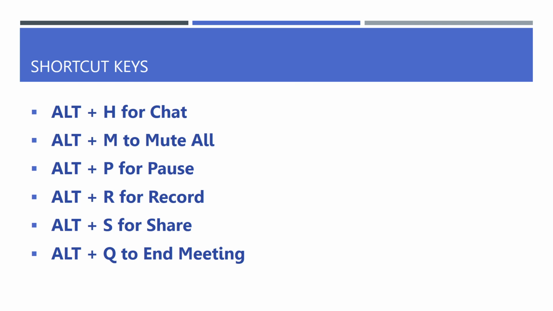You can pause what you're sharing. You can record what you're sharing. You can decide what you want to share with the Alt-S. And if you want a quick way to end the meeting, it's Alt-Q. So keep these in mind, just quick ways to be able to make selections during your meeting without having to go to the toolbar either along the bottom or the top of your shared screen.